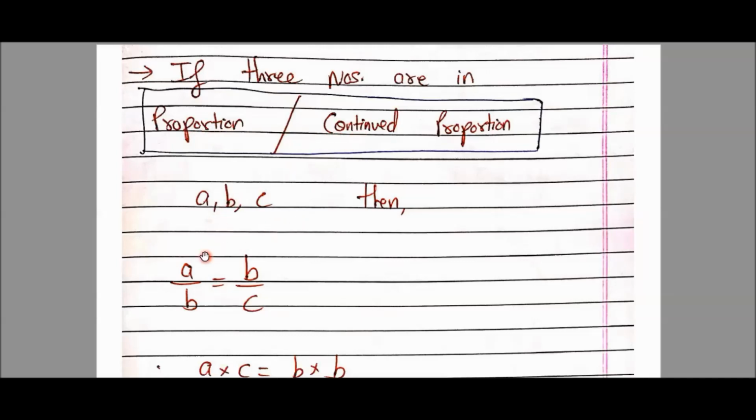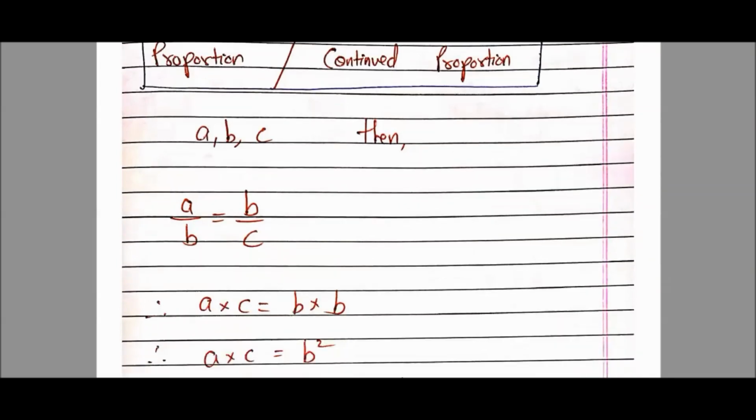So A, B, C, three numbers. So A upon B is equal to B upon C. Yeah, B is repeated. There is a continuity. Okay. And if I cross multiply, A will be multiplied with C and B will be multiplied with B. So A multiplied by C, B multiplied by B. So A multiplied by C becomes B square, because B into B is B square. Fine.